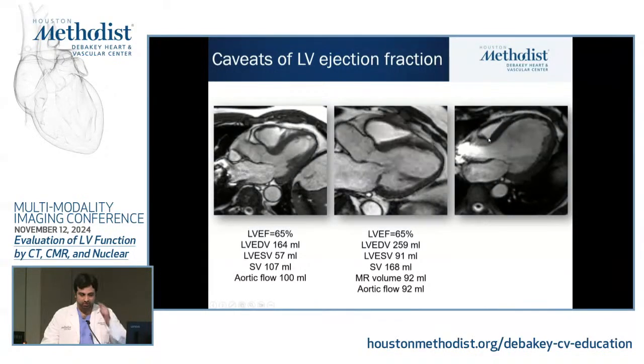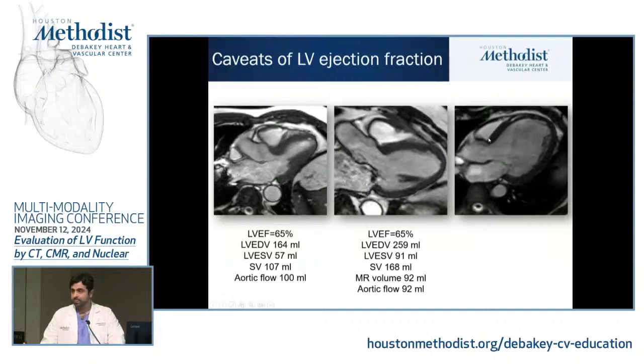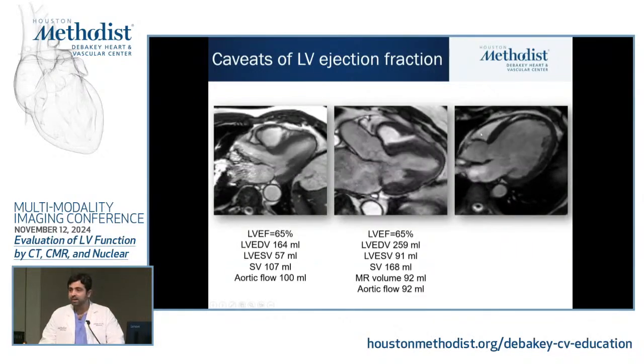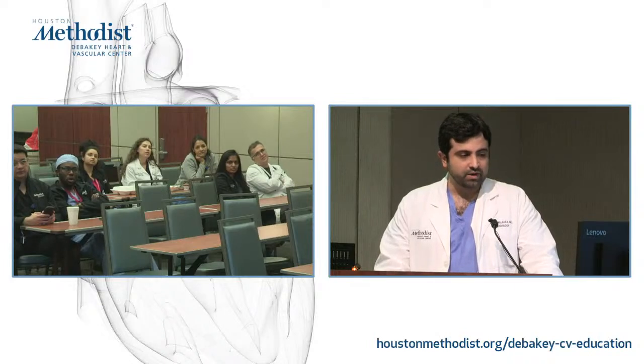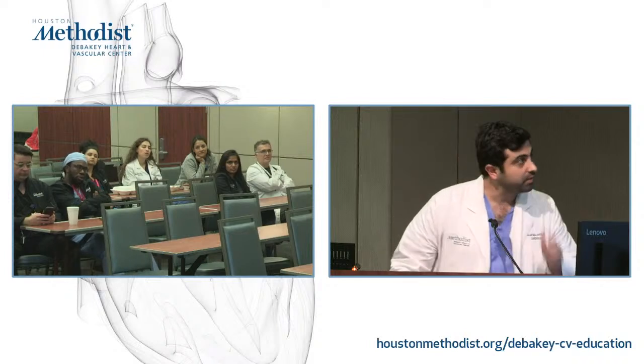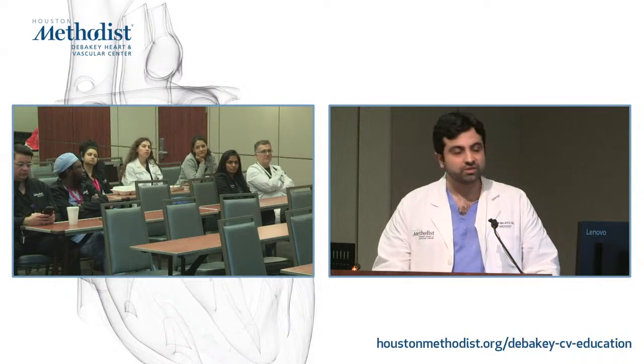Wall motion changes, what do you guys think? Anterior apical hypokinesis or akinesis. Yeah, really akinesis in the anteroseptum, the apex. MRI fellows, what do you guys see in addition to this also?